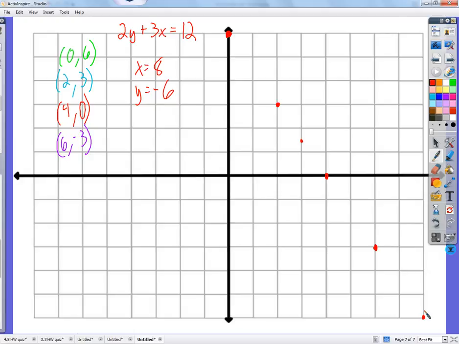We're seeing this pattern that a line just makes a step motion down, and 8, negative 6 lands right there. So the argument seems to be that if we were to connect all these points, we would get a line, and 8, negative 6 is a point on that line.